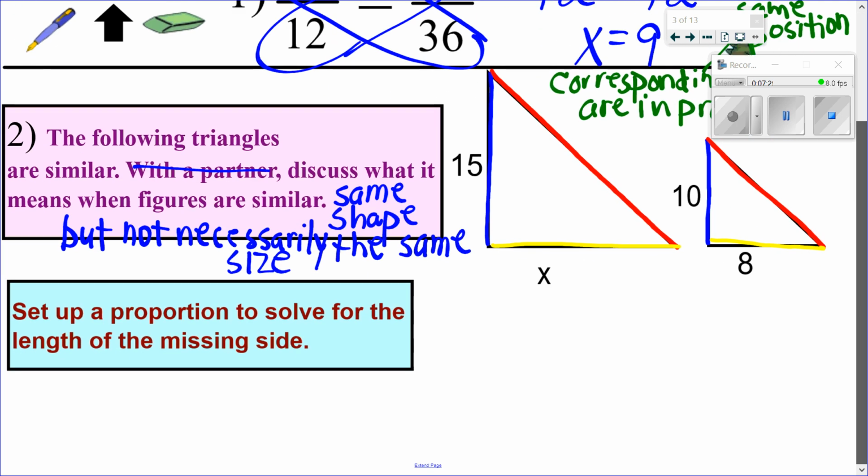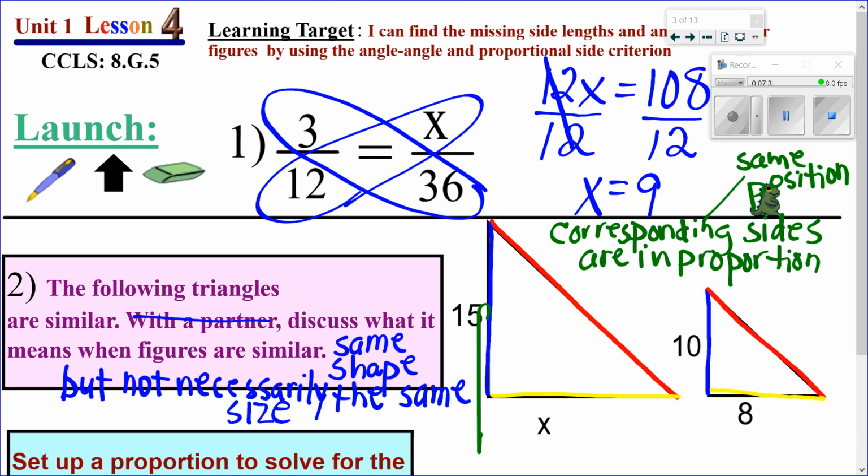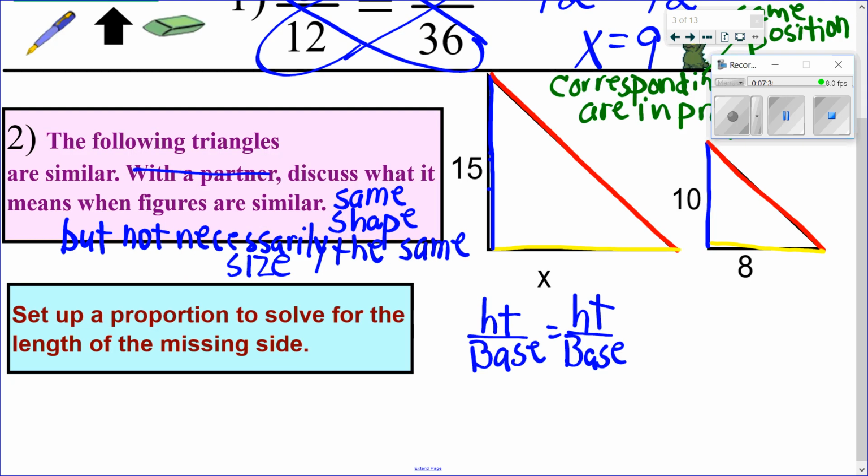So we could do the height to the base. Sorry about the technical difficulty. So we could set it up as a proportion, the height to the base, height to the base. Just as long as these two are equal, they have to be exactly the same. That's what a proportion means. Both sides are equal to each other.